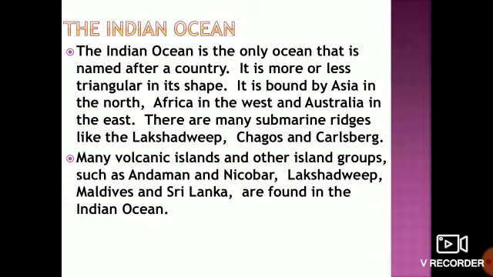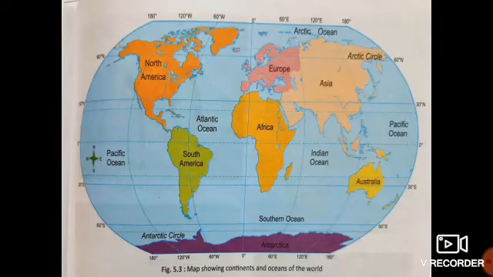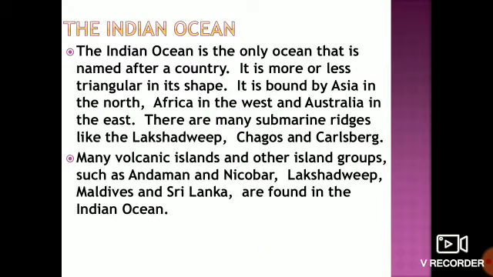The Indian Ocean. The Indian Ocean is the only ocean that is named after a country, because it is named after India. It is more or less triangular in shape. See this ocean, it is more or less triangular in shape. This is your Indian Ocean. It is bound by Asia in the north, Africa on the west side and Australia on the east side.